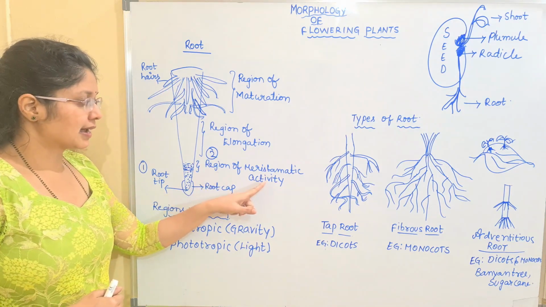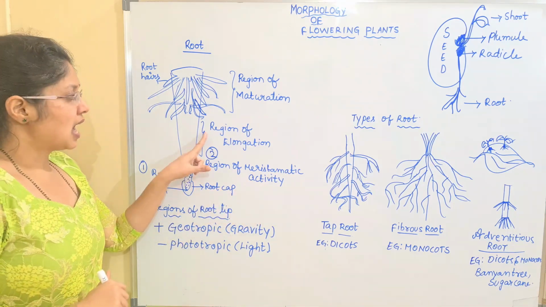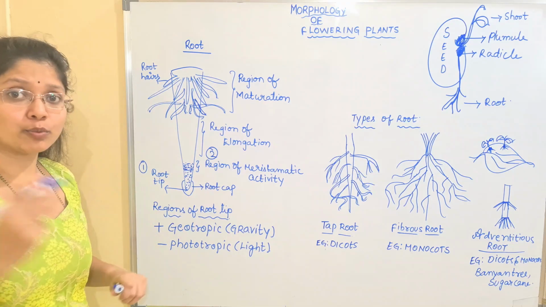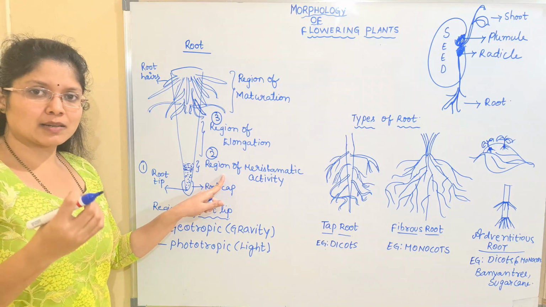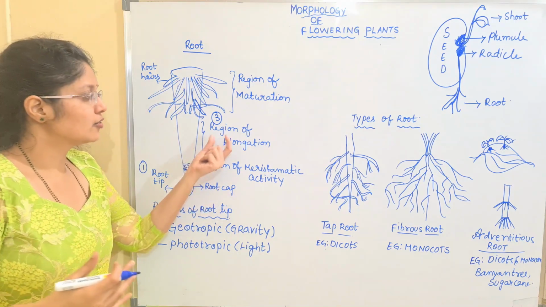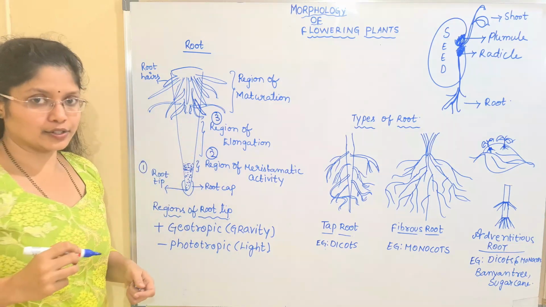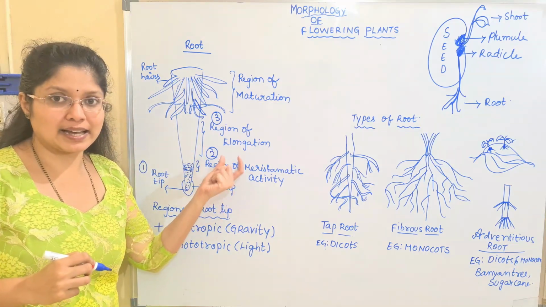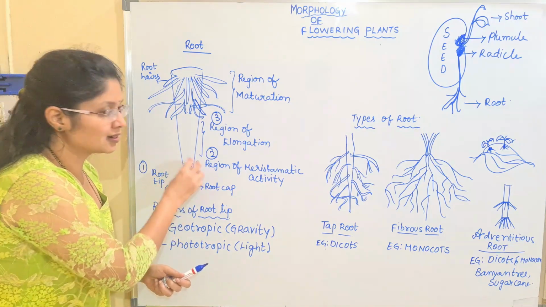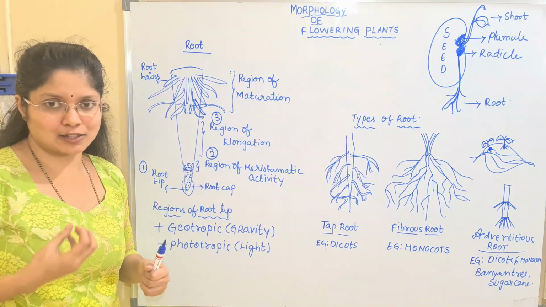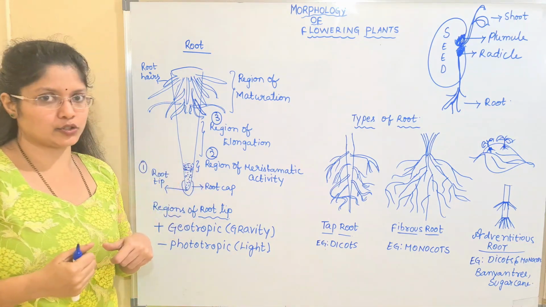Okay. So after the second region, the region of meristematic activity, we have the third region, and this third region is said to be the region of elongation. After the region of meristematic activity, what is the next region, children? Region of elongation. Above the region of meristematic activity, whatever cells are produced, in this particular region you can see the nascent cells, or you can say the young and immature cells.